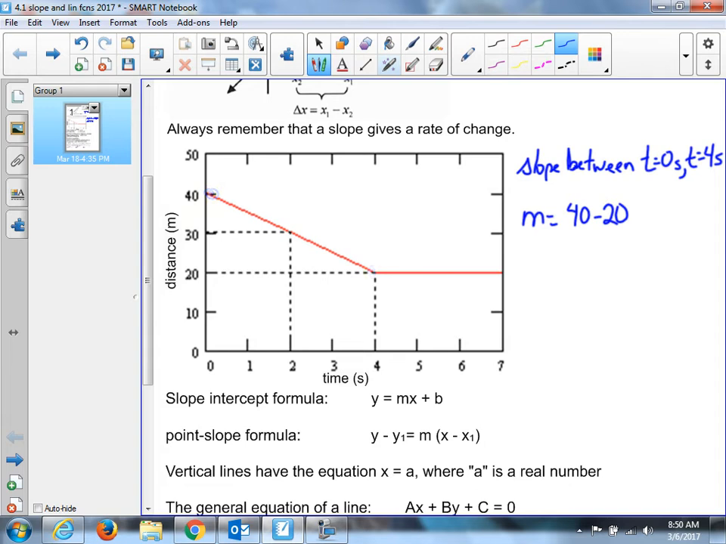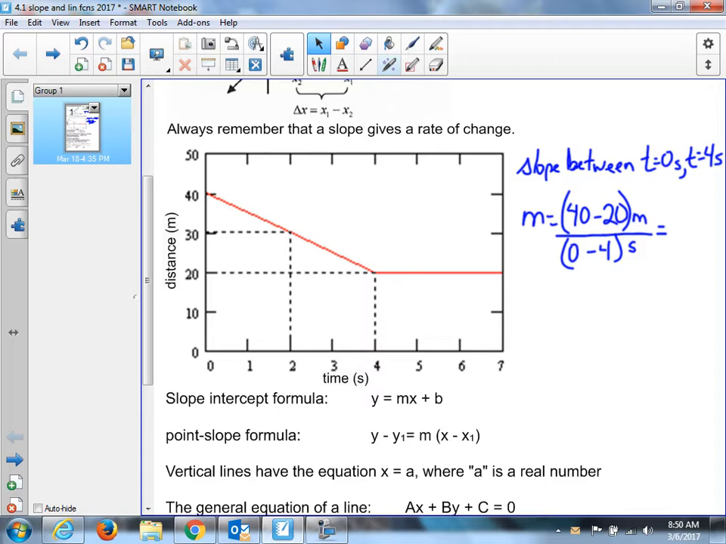Is there a unit on 40 and 20? Meters. Okay. Let's just put this over, because it'll help us describe this rate of change. 40 minus 20, if I do it in that order, I've got to go 0 minus 4. That's in seconds. Now, the arithmetic isn't too hard. 40 minus 20 is 20. Negative 4 on the bottom, right? You all dig that? Yeah.